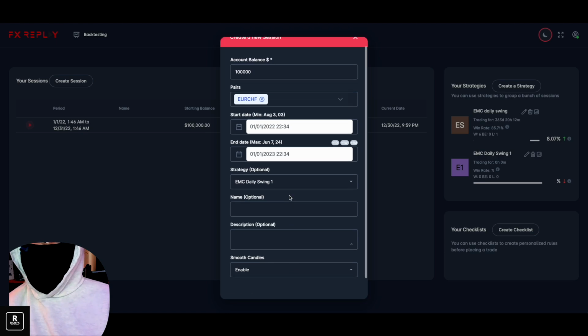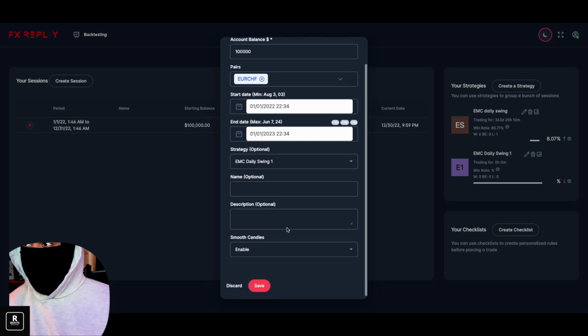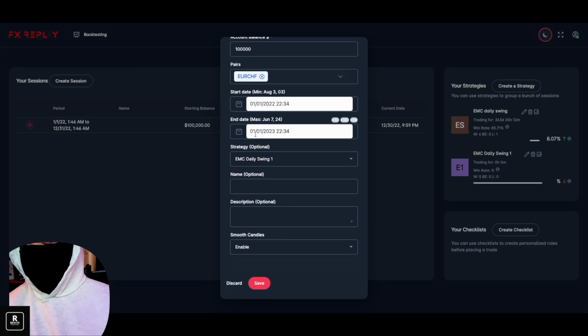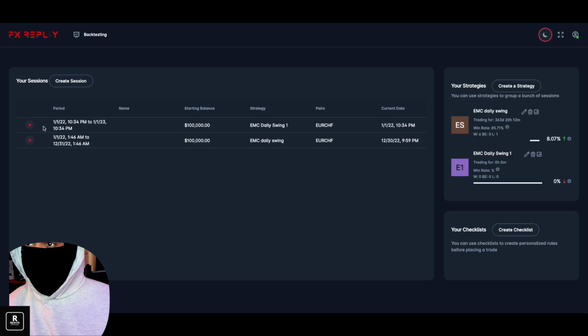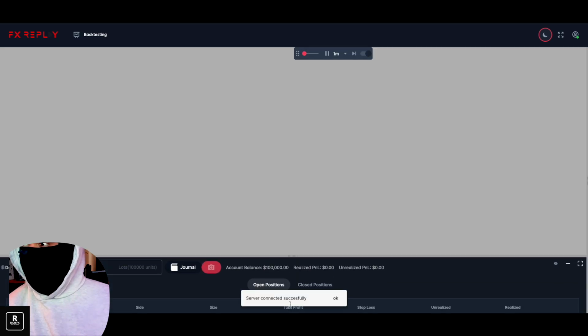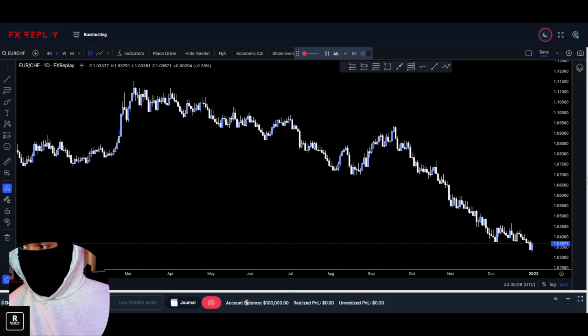So what we're going to do is start off with a 100k account, right? We're going to do the pair EUR/CHF. We're going to do it for an entire year. So we're going to start off with January the 1st 2022, and we're going to do it right the way through to January 1st 2023. In other words, 365 days or 366 days, whichever one it is. And then we are just going to start. So let's start this off. Let's do this one over here, right? So as you can see at the bottom, we've got our account balance, we've got our realized P&L, and we've got our unrealized P&L as well.